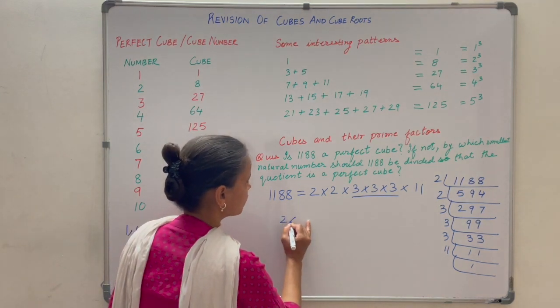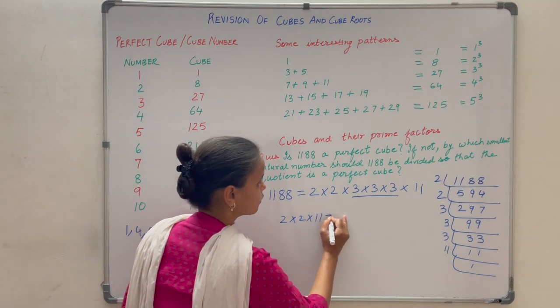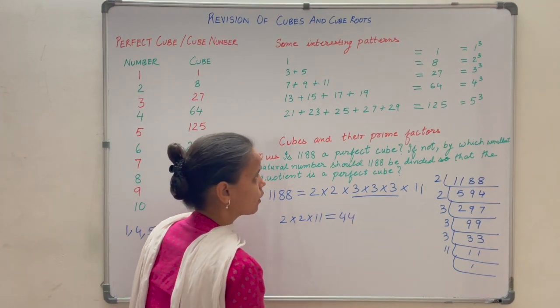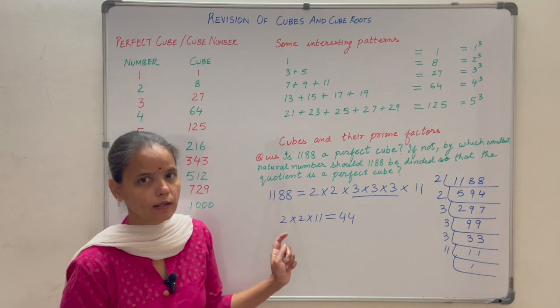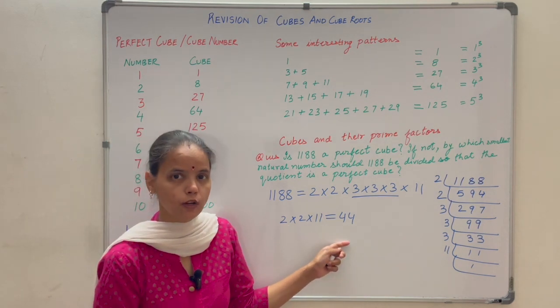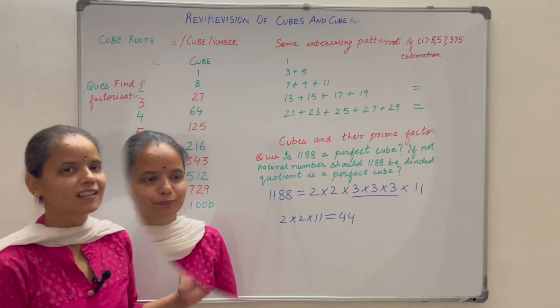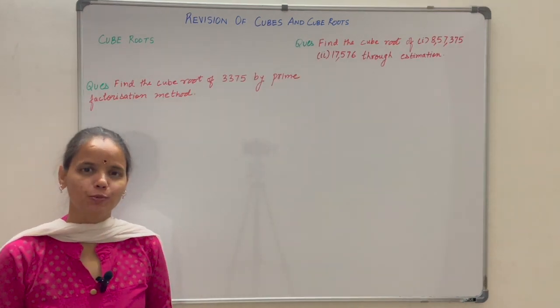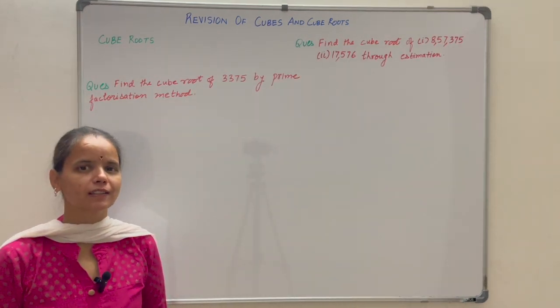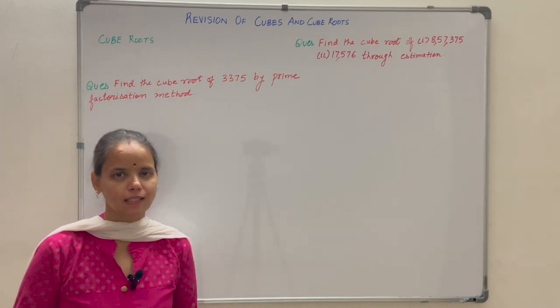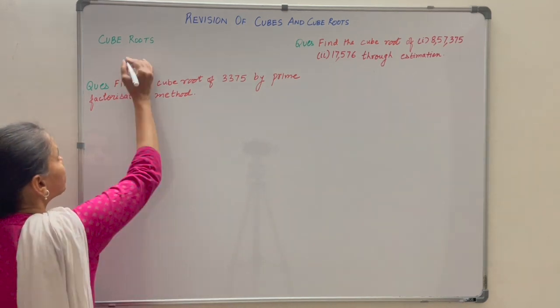So 2 into 2 into 11, that is 44. So when you divide 1188 by 44, you will get the quotient as a perfect cube. Cube root. Finding the cube root is the inverse operation of finding the cube number. Let us understand this with the help of an example.